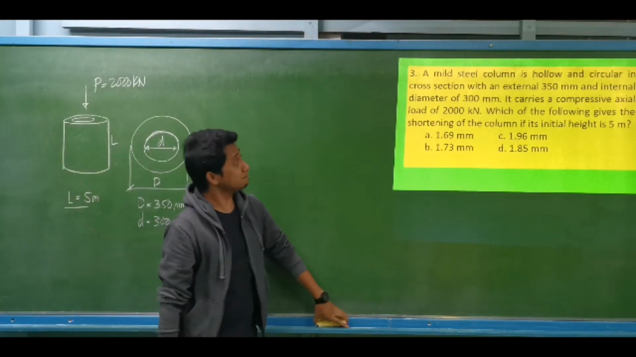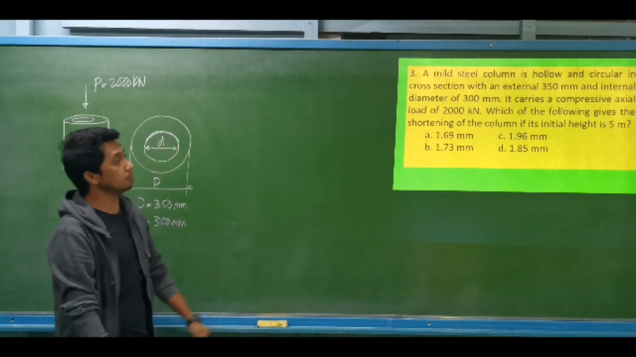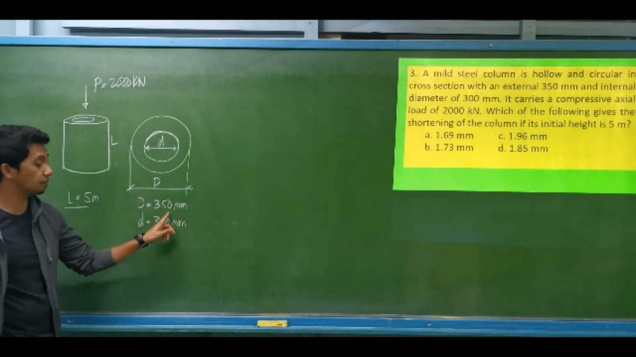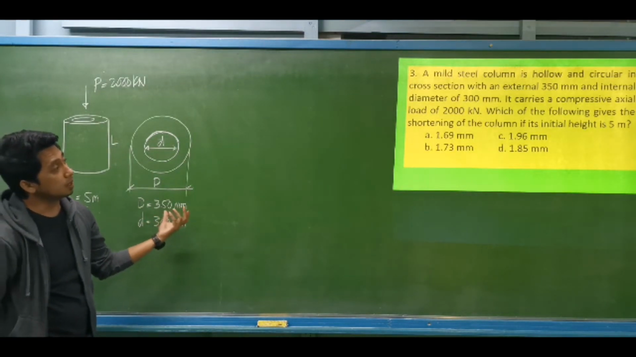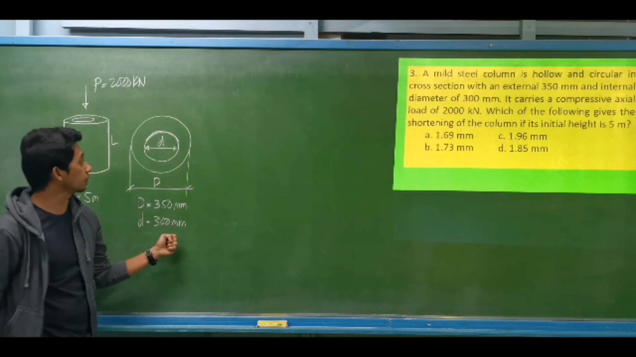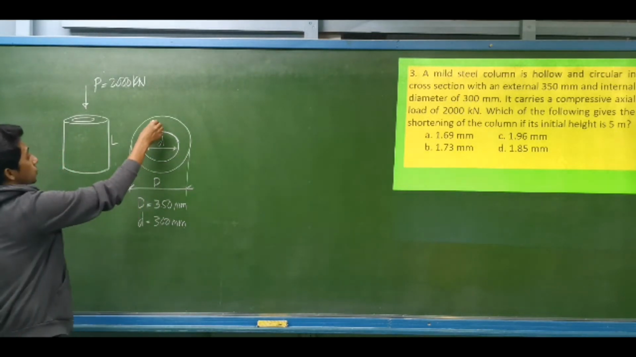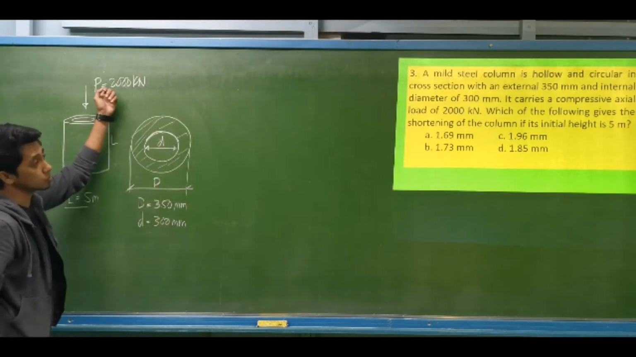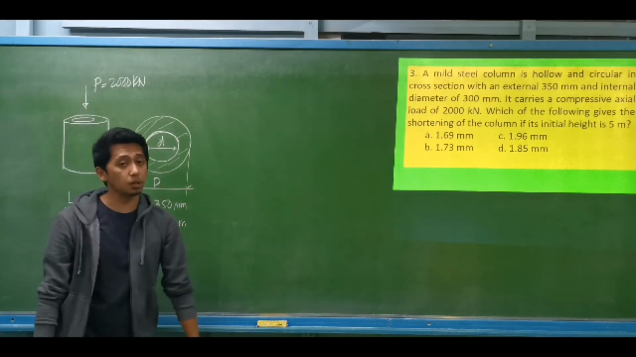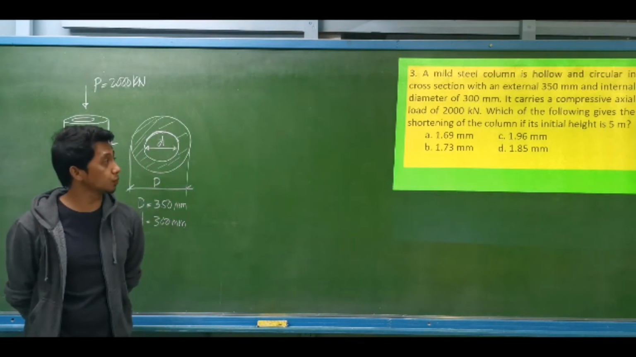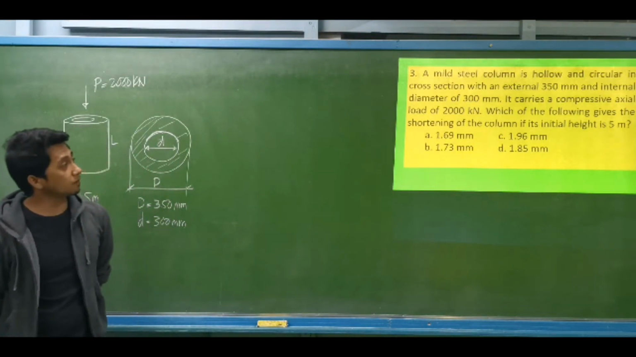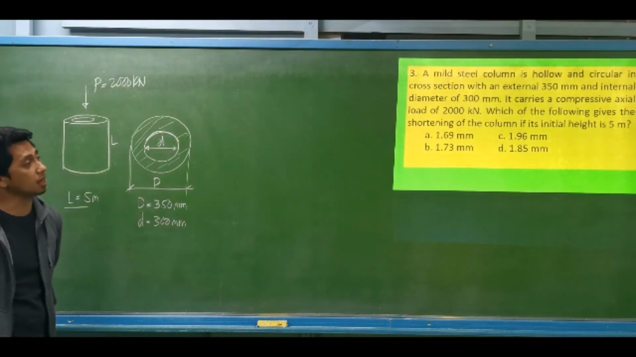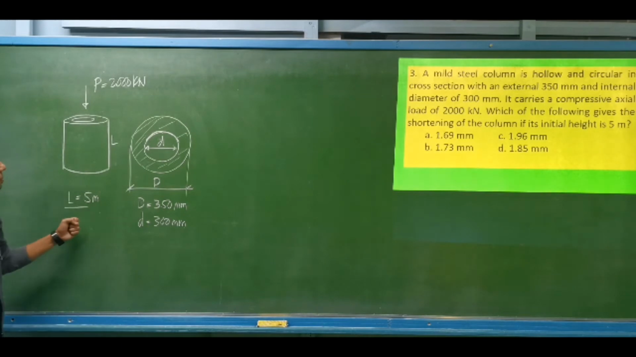For this example, a mild steel column is hollow and circular in cross-section with an external diameter of 350 mm and an internal diameter of 300 millimeters. We are just to consider the solid part to carry the load. It carries a compressive axial load of 2000 kilonewtons. Which of the following gives the shortening of the column if its initial height is 5 meters?